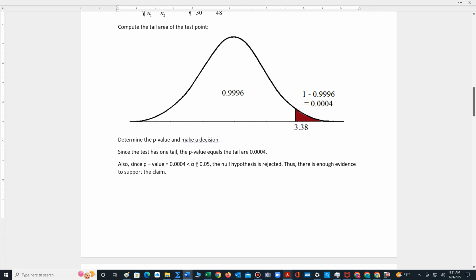And since the p-value is less than alpha, the null hypothesis is rejected. And so we can then summarize that there is enough evidence to support the claim.